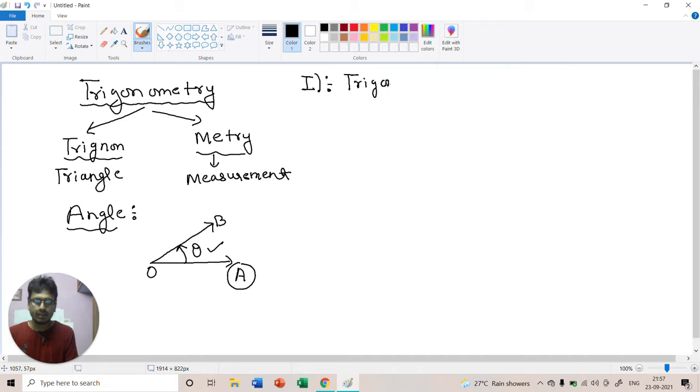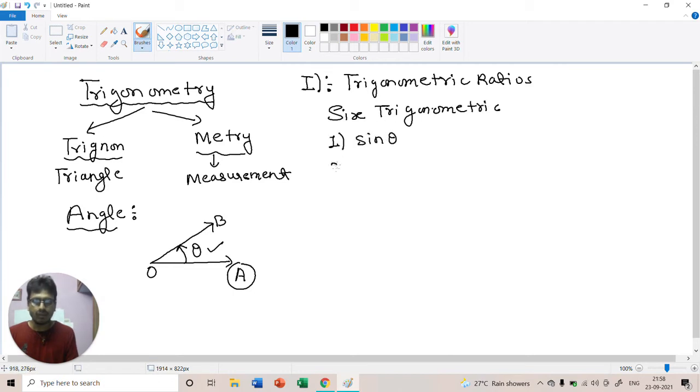Trigonometric ratios. What are the trigonometric ratios? There are 6 trigonometric ratios. Number 1 is what? Sin theta.